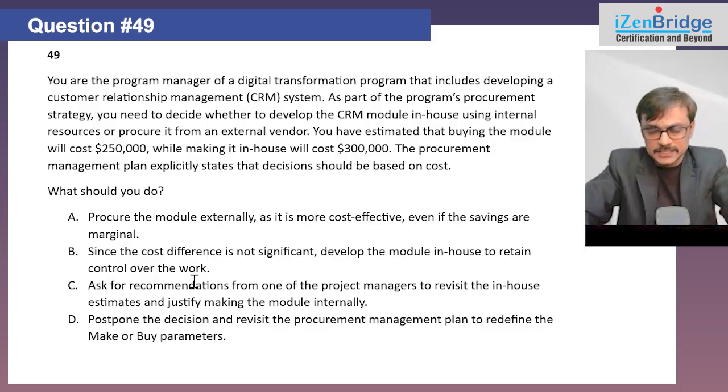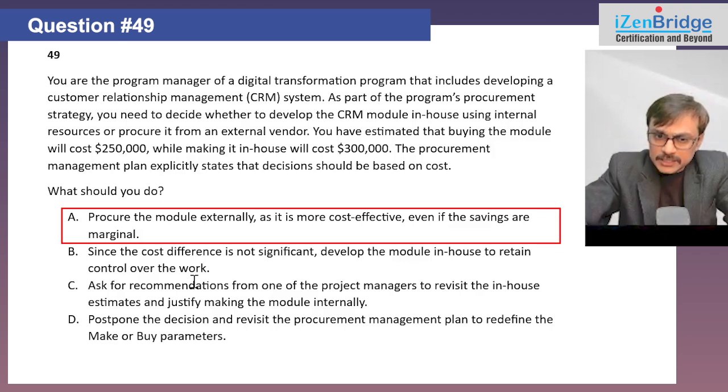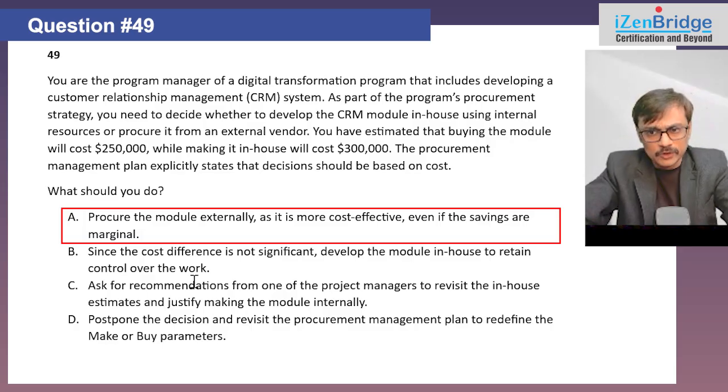So here it is easy. We know the buying is cheap and making is expensive, so I just need to buy it. Simple. So that's the option I have to look for. Option A, procure the module externally as it is more cost efficient, even if the savings are marginal. Yes, I will go for it.